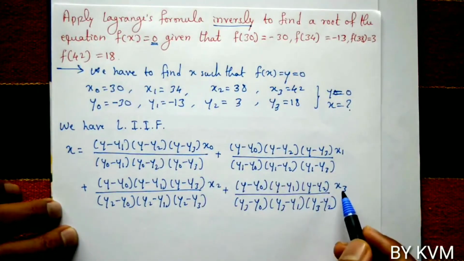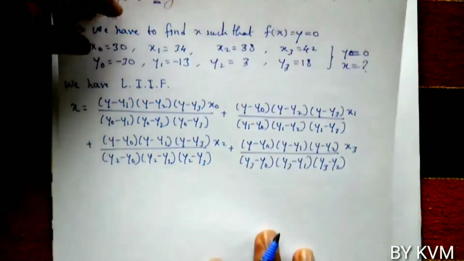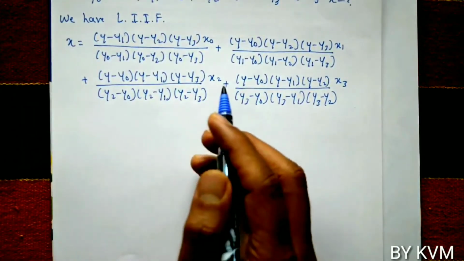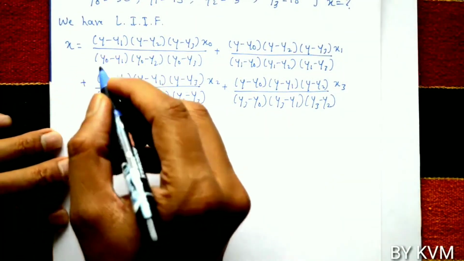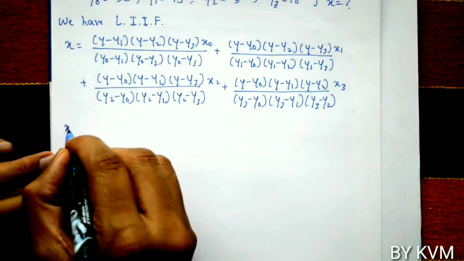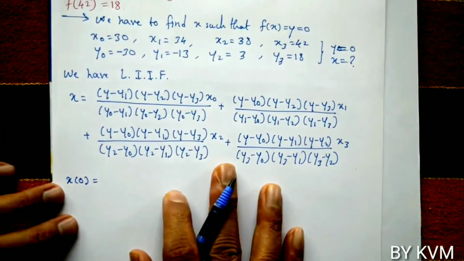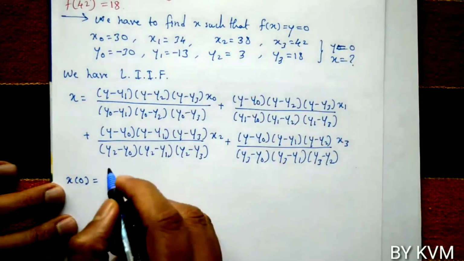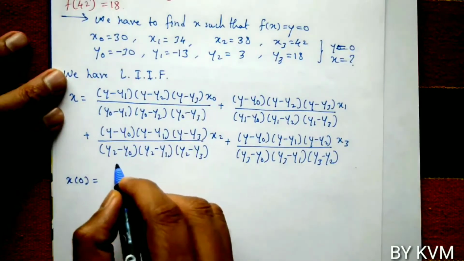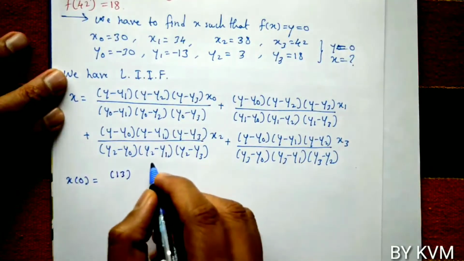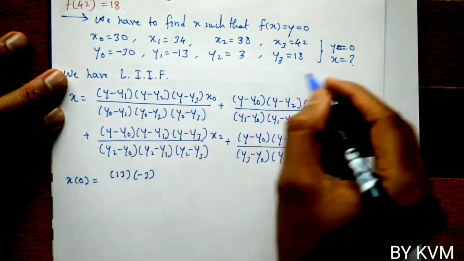In the first video we discussed how to write Lagrange's interpolation formula and Lagrange's inverse interpolation formula. Go through that video. And now substitute all the values in the formula. So now x = x of 0 because y is 0. So now substitute all the values. Here y is 0.